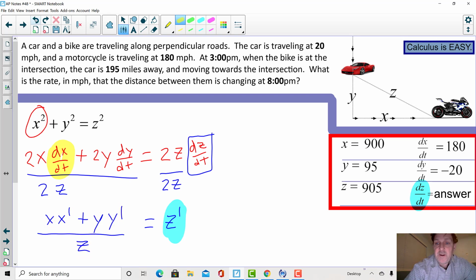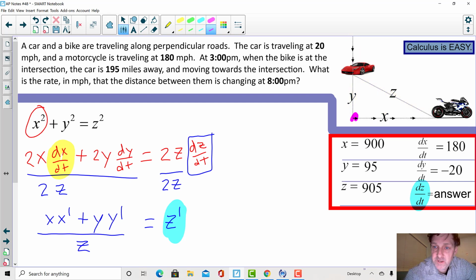Now the first thing we can figure out is the x, the y, and the z at 8 o'clock. Remember, this is the picture at 8 o'clock. The motorcycle was here at 3 o'clock, but then traveled to here, and now at 8 o'clock, that's where the motorcycle's at. The car started up here at 3 o'clock, it traveled, and now it's here at 8 o'clock. So that triangle represents our picture at 8 o'clock.